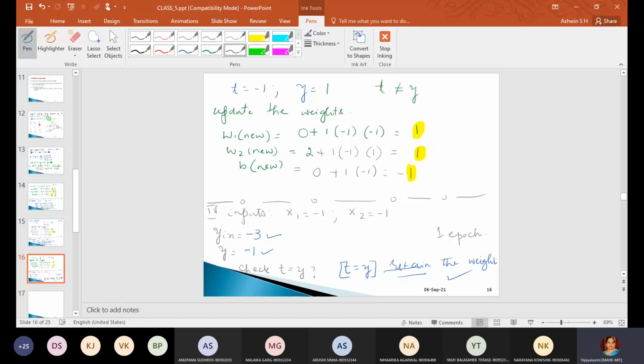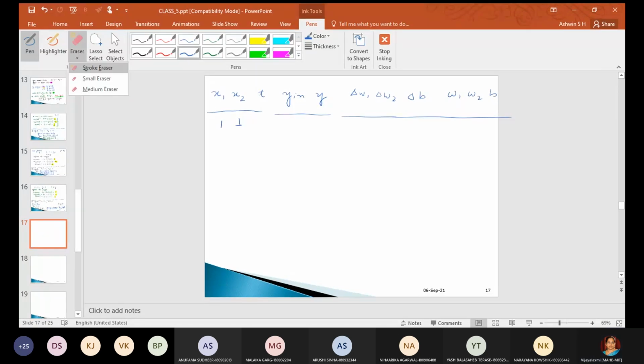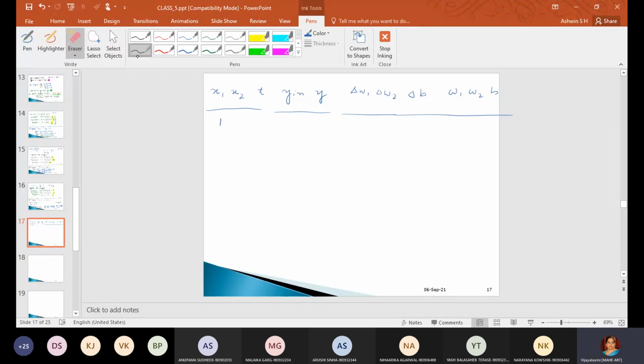I'll just write it in tabular form. So X1, X2, target, Y in, Y. You can write W1, W2, B. Then you can write W1, W2, B. Okay, you can write a table in this way. So here 1, 1, 1.